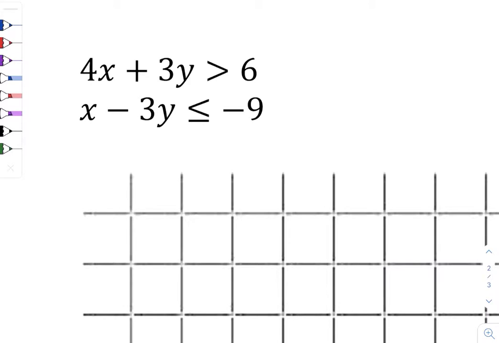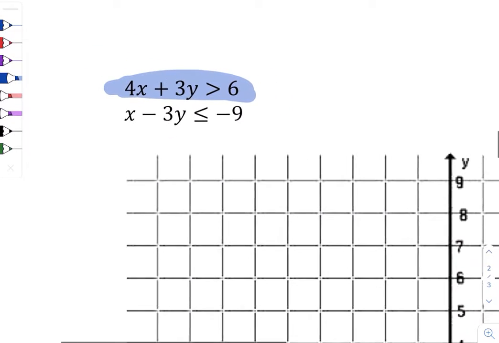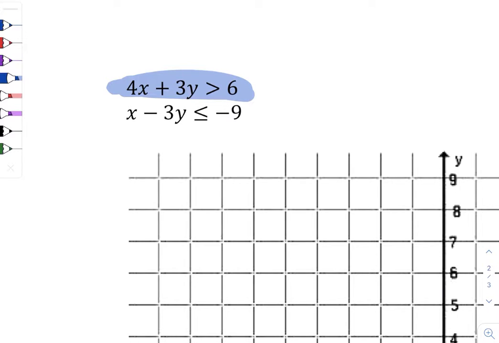You'll notice both of them are in standard form, so if you were paying attention to the first video, the first thing I do is get this in something that's easier to graph. I prefer slope-intercept form. I mean, it's graphable in standard form, but it's just something that I do. So let's go ahead and do that. We'll do this one off to the right.